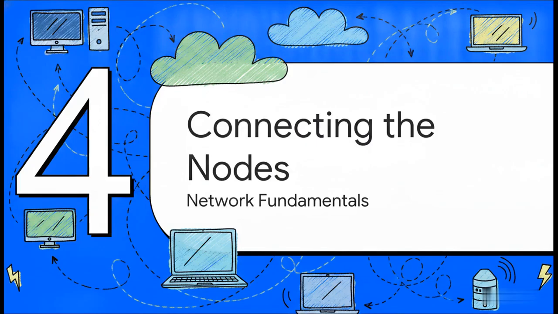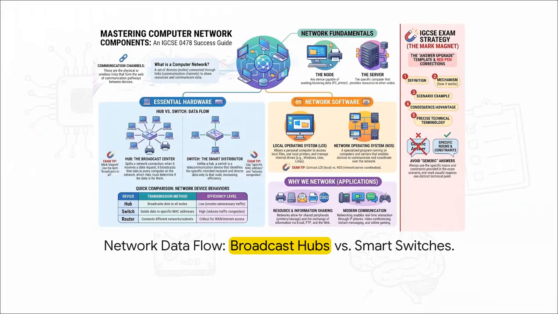Section 4. Connecting the nodes, computer network fundamentals. Let's zoom out a bit. From the isolated workings of a single computer to how multiple machines share resources across a massive network. There's a fatal efficiency difference between two common pieces of hardware here. On one side, we have a hub. When a hub receives a data request, it is kind of dumb. It blindly broadcasts that data to every single computer on the network. It creates massive, unnecessary traffic.